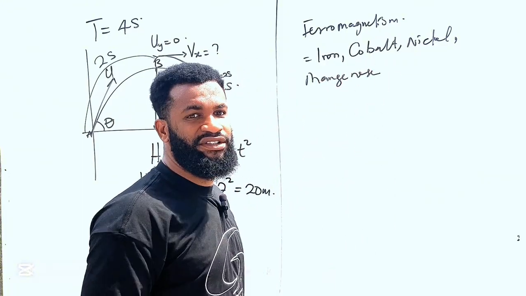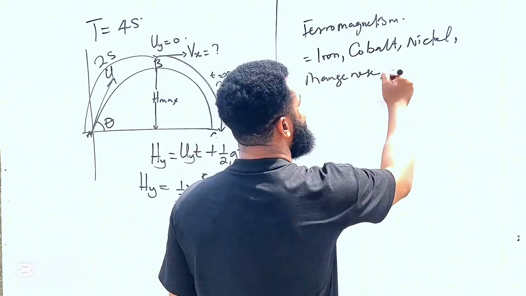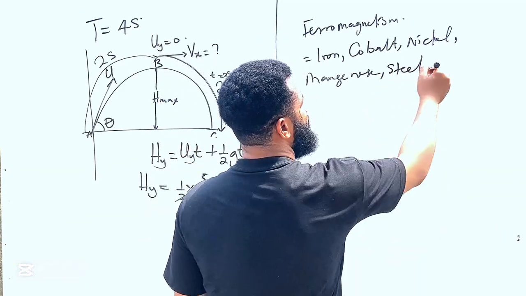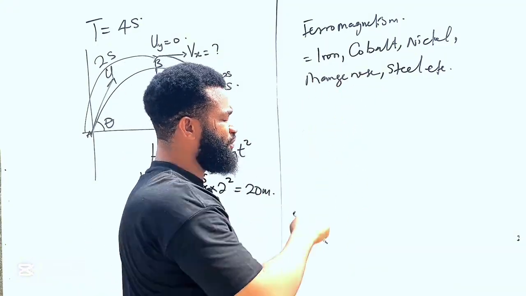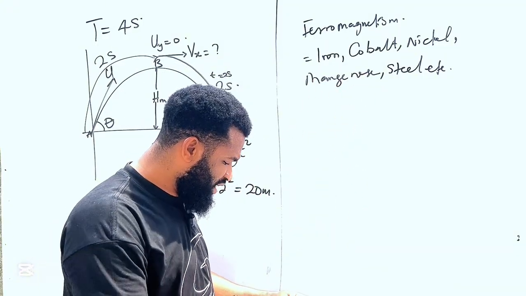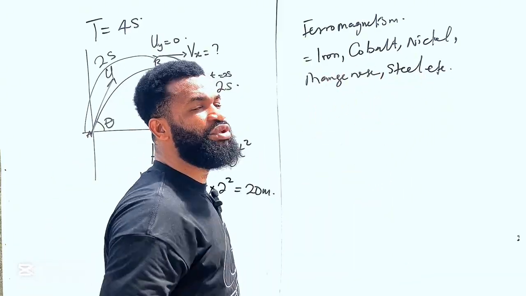So these are materials that are called ferromagnetic. I think steel is also there, and there are many. Now the question should be, what do we use these materials for? Because the question is, state 3 uses of ferromagnetism. What do we use it for?